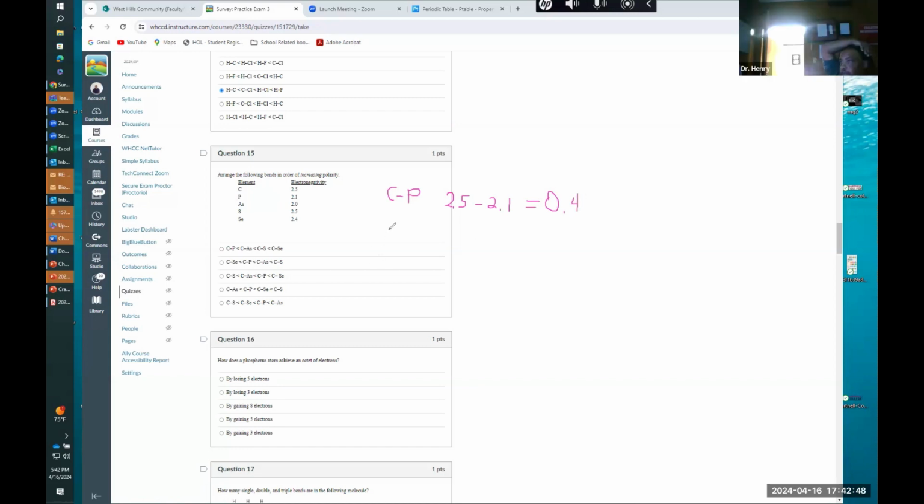And then C and As, 2.5 minus. How do you know which one to align? Oh, because in the things order it has a C. Yep, for all of them.